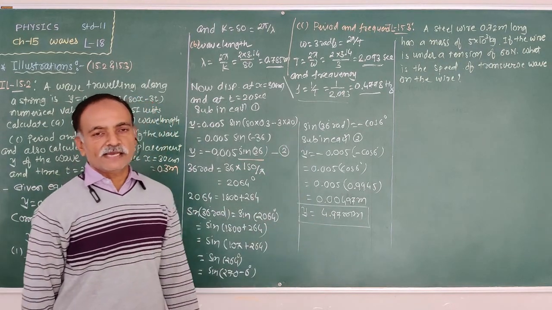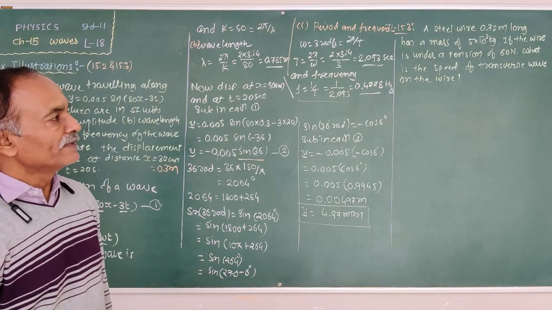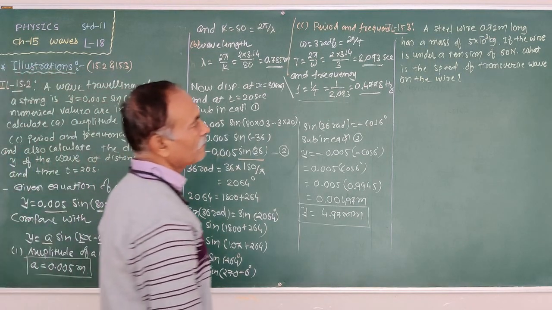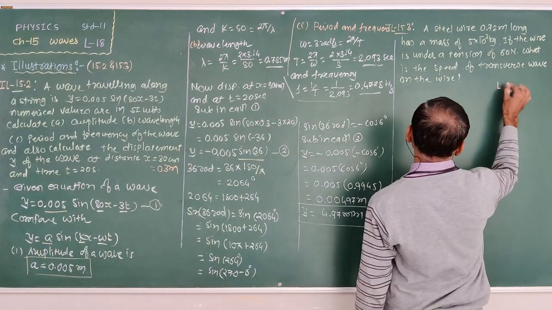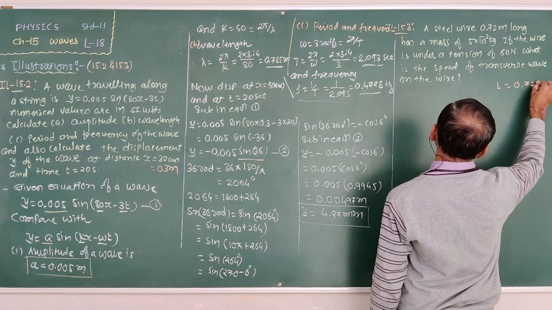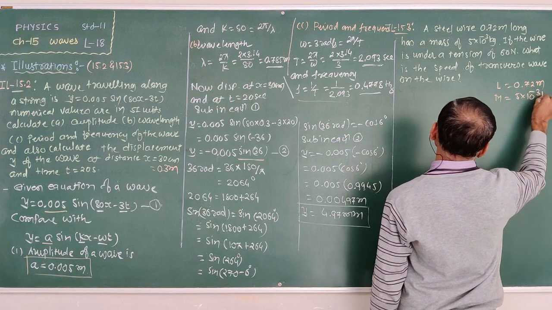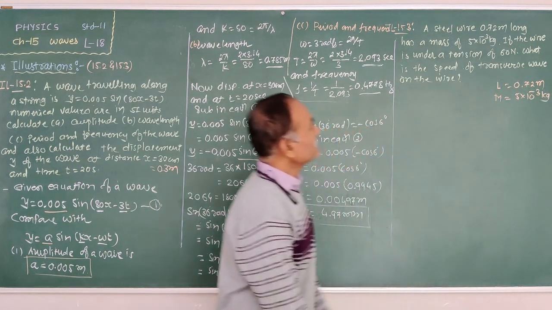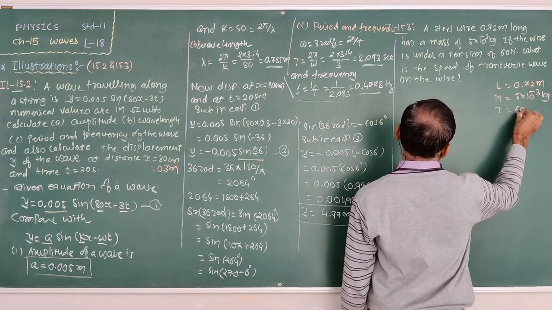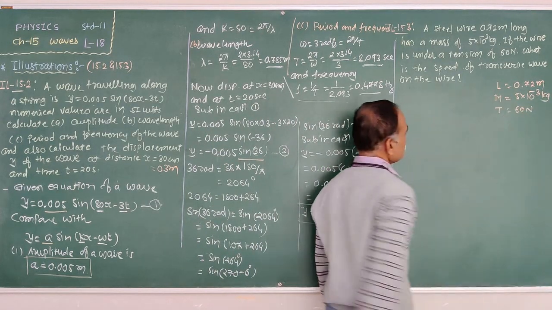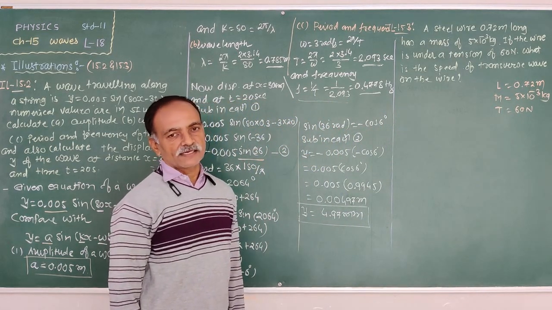Now, next numerical 15.3. A steel wire 0.72 meter long has a mass of 5 into 10 to the power minus 3 kg. Here the length is given as 0.72 meter. Mass of the wire is given as 5 into 10 to the power minus 3 kg. If the wire is under tension T given as 60 Newton, what is the speed of the transverse wave on this wire?